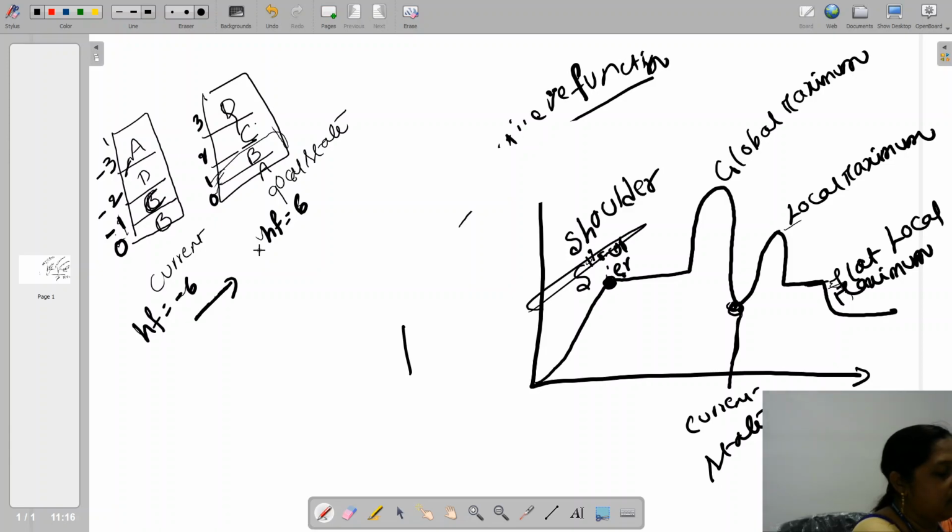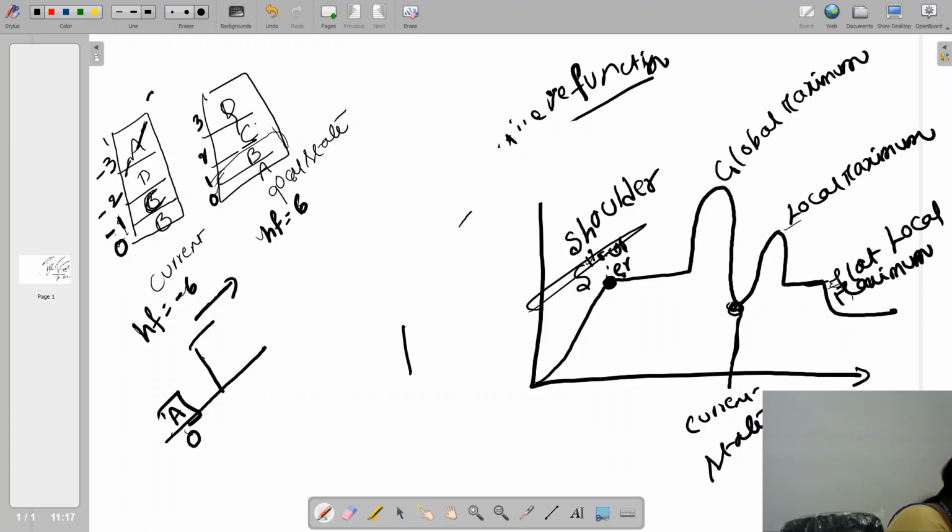That is my aim. So first, what is the topmost element here? A. So keep that A on the ground, and the value is 0. What are the rest of the values here? The rest of the values are D, C and B. So what are these? 0, -1 and -2. So this is -3. So I reduce the heuristic value from -6 to -3.